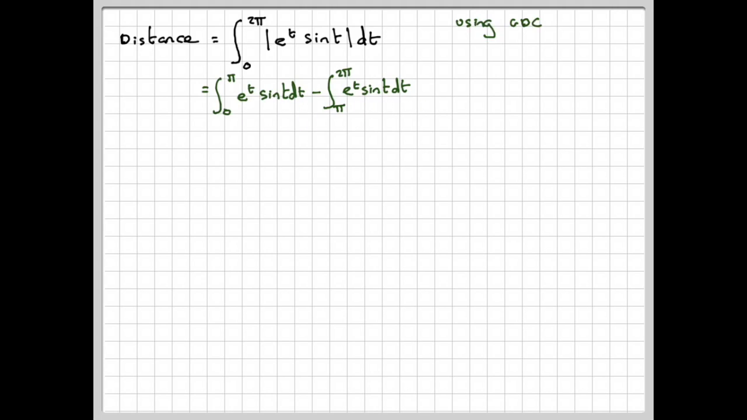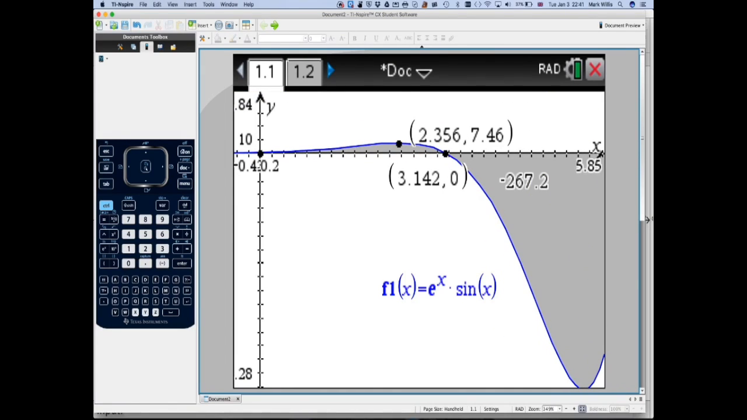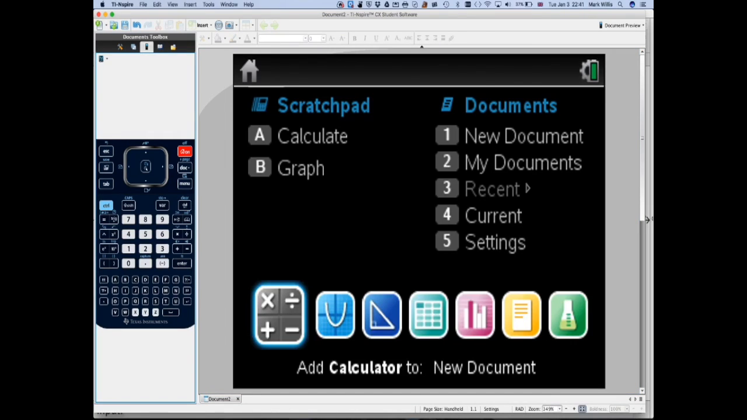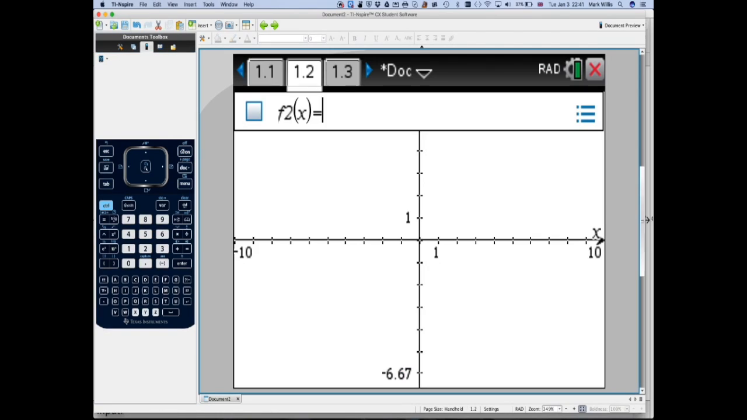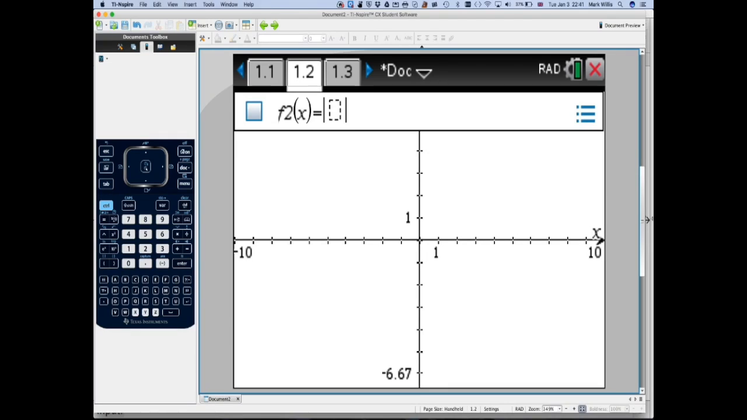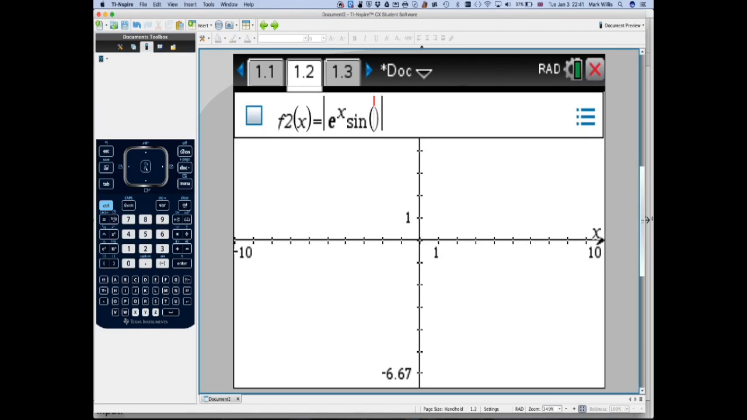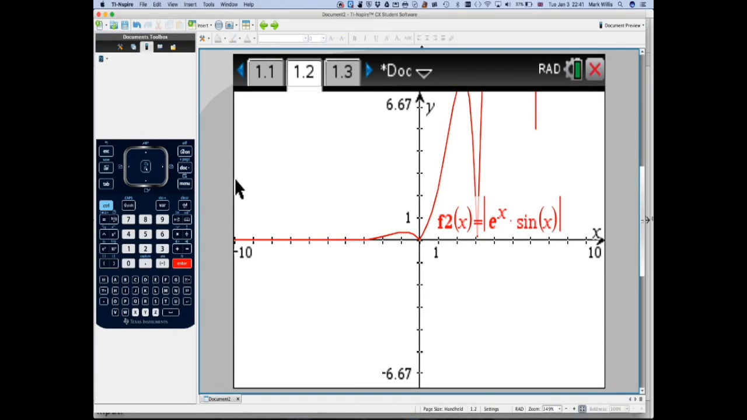However, we're going to use our GDC. So go into our GDC, I'm going to make another graphing window. And I'm going to put in the absolute value now. So for the absolute value, select this one down here, in this catalogue here. You want the absolute value, and write in now the function: e to the x times sine of x. Enter.